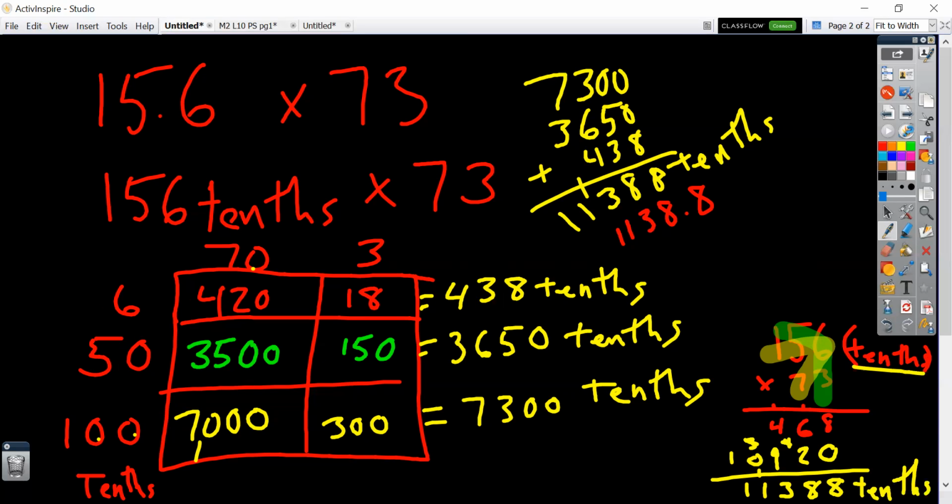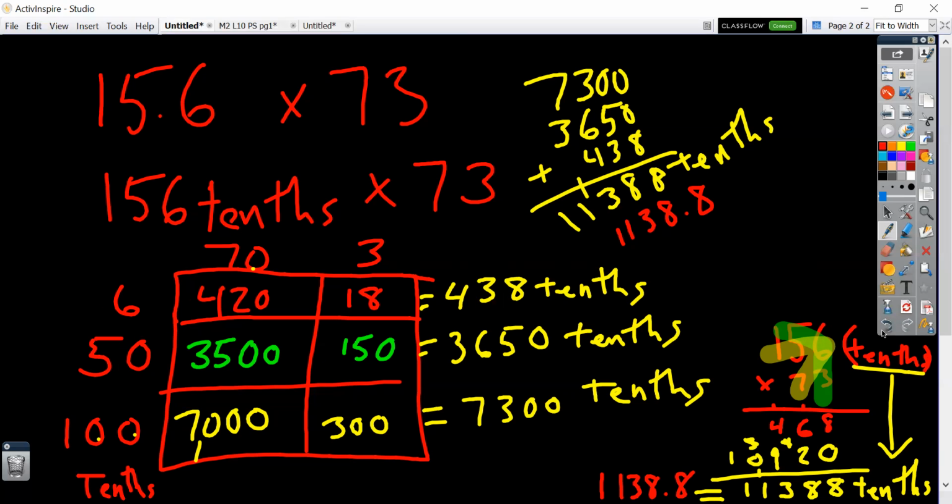Now this is where we got to remember that we're talking tenths, so we're going to bring that down. And I'm going to write the equals over to the left of it, actually, and just convert it. Remember, if we're talking tenths, it's just one digit after the decimal. 1,138 and 8 tenths is the same thing as 11,388.